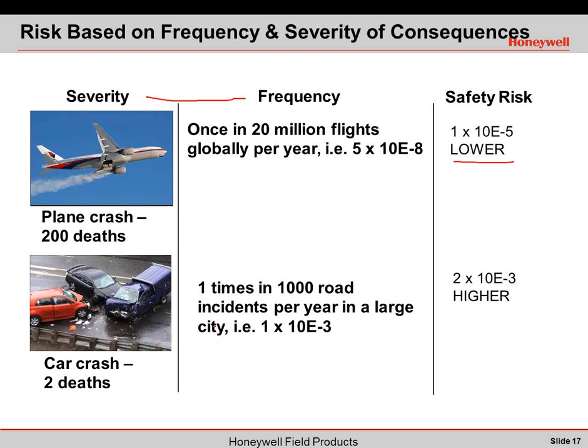So for a car crash, we might have 1 car crash in 1,000 road incidents that causes 2 deaths per year in a large city. Now you notice the frequency is defined as per year in both of these cases, and you'll see we use that as we go along.